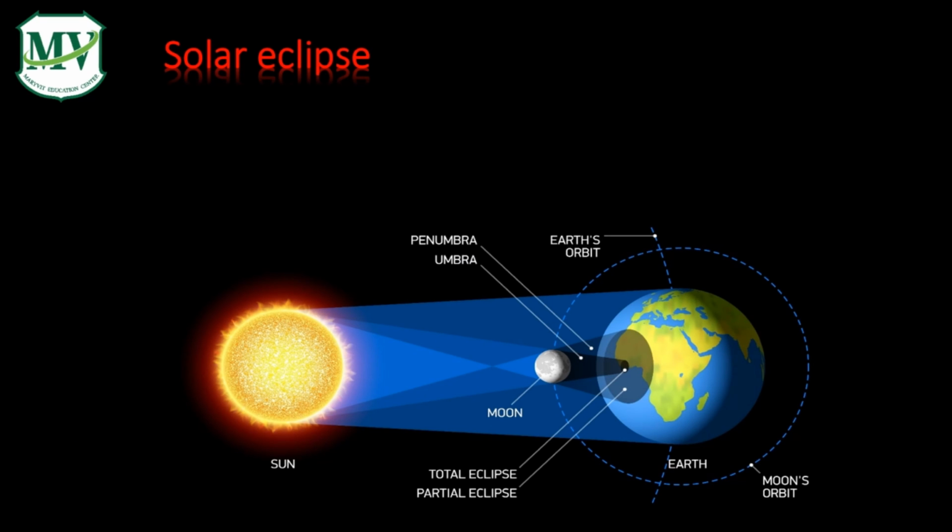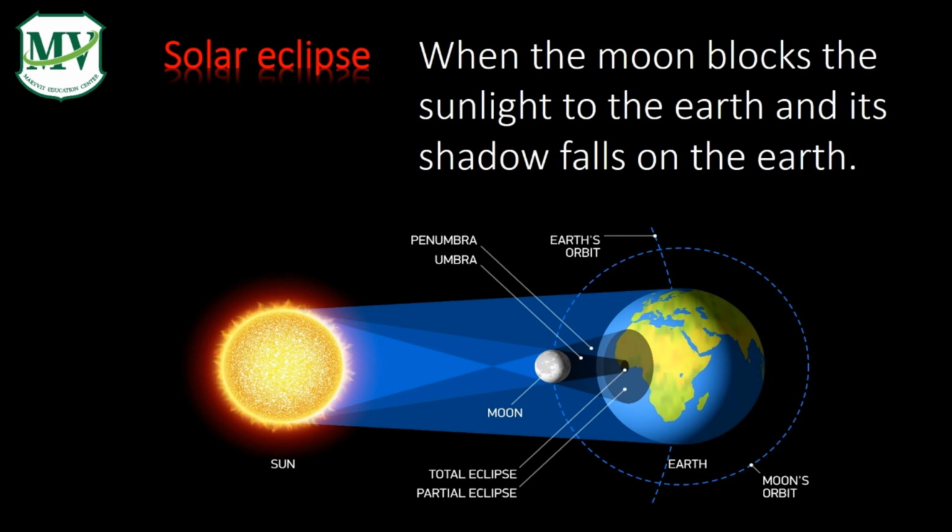Let's learn more about eclipses. What is solar eclipse? Solar eclipse is when the moon blocks the sunlight to the earth and its shadow falls on the earth. Solar eclipse can be seen or experienced by the part of the earth that is having daytime. The duration of solar eclipse is only a few minutes. There are three types of solar eclipse.